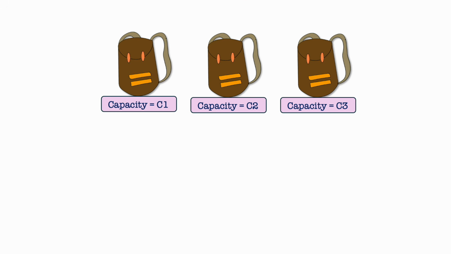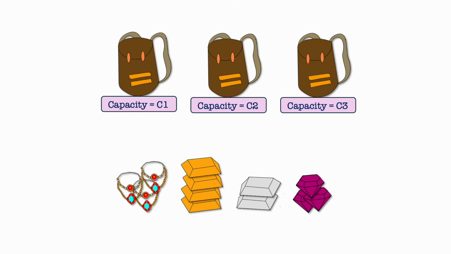Now imagine instead of just one knapsack, we have several knapsacks, each with its own capacity. In that case, the challenge is to distribute items in such a way that the overall profit across all knapsacks is maximized. This is known as the multiple knapsack problem.